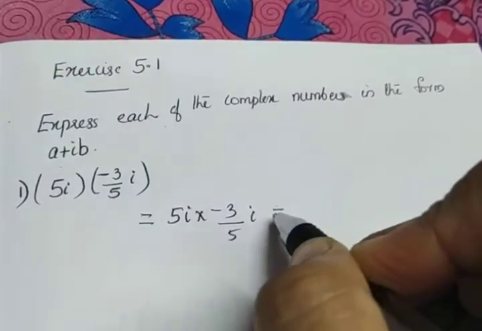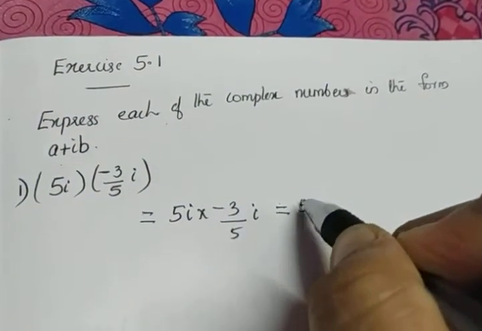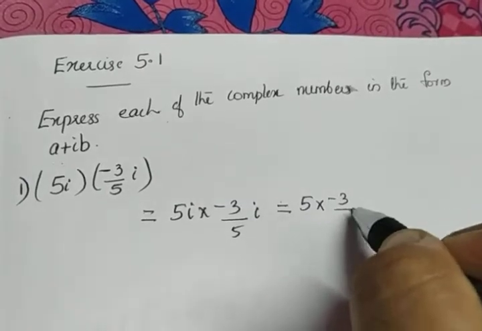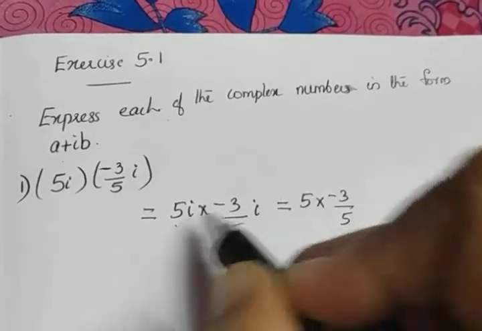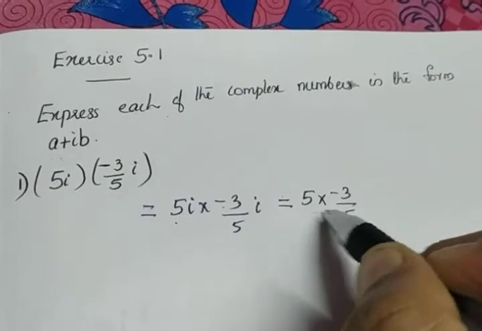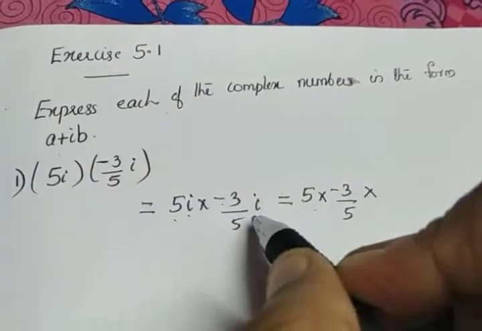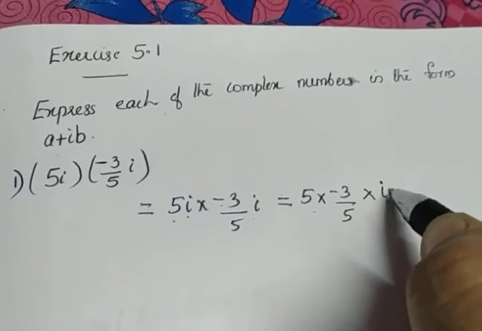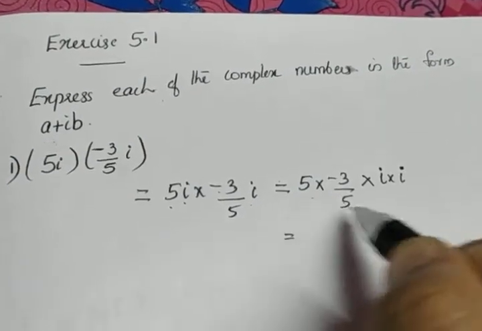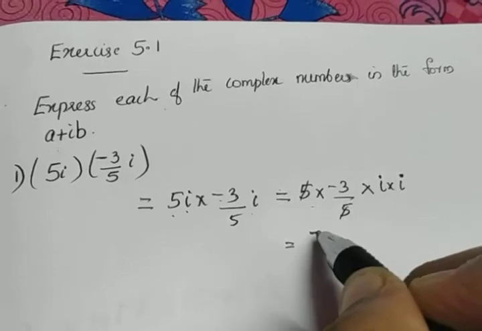What we will do here is take the constants together, that is 5 into minus 3 by 5. So the constants here are 5 and minus 3 by 5, and I took them together. Again I am multiplying. The balance terms are i and i, so I took i into i together. Okay, so here simplify. 5 and 5 get cancelled, giving you minus 3.